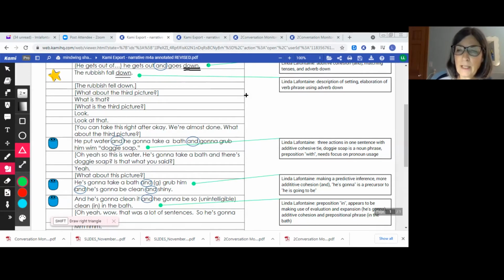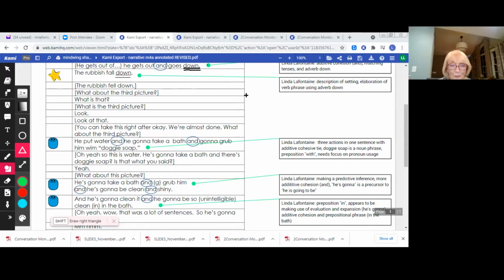He had 3 actions in one sentence using additive cohesive tie. Doggy soap is a noun phrase. He had the preposition with, and we just made a comment that he just needs to focus on pronoun usage because he uses a lot of he's, referring both to female and male characters in the story. But that was a great utterance. Yes, it was. Okay, go ahead.